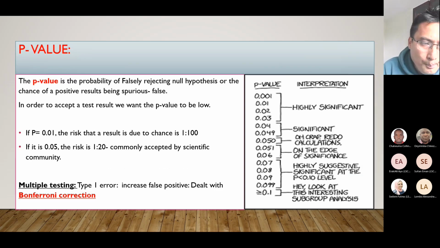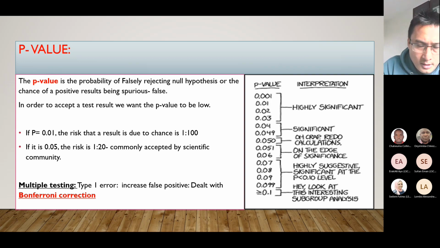So there's something called a p-value. The definition of a p-value is the probability of falsely rejecting the null hypothesis, or a chance of false positive. As I said before, to prove the true hypothesis, we create the null hypothesis. Sometimes what happens is the null hypothesis, which by default we don't reject, is falsely rejected. In those cases it's called p-value.